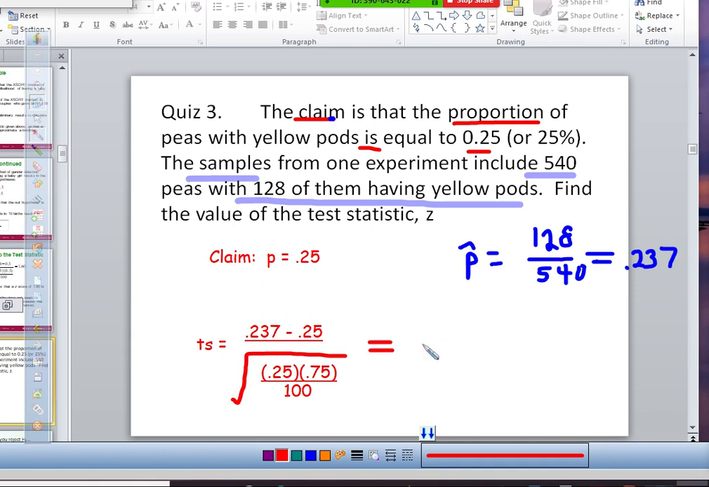Anybody? Somebody type it into the chat. So this should be what you got: your p hat minus what you expect to get, this number here, p naught, divided by the square root of p naught q over 100. No one? Anyone? What did you guys get? I'm just going to wait here until people do this, and we could end up going overtime.